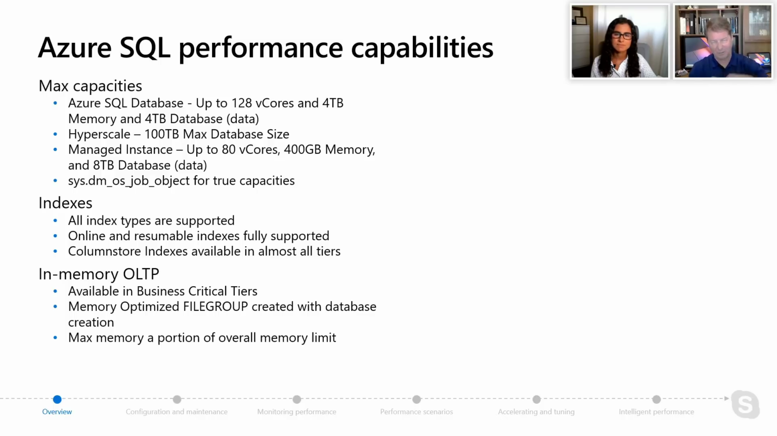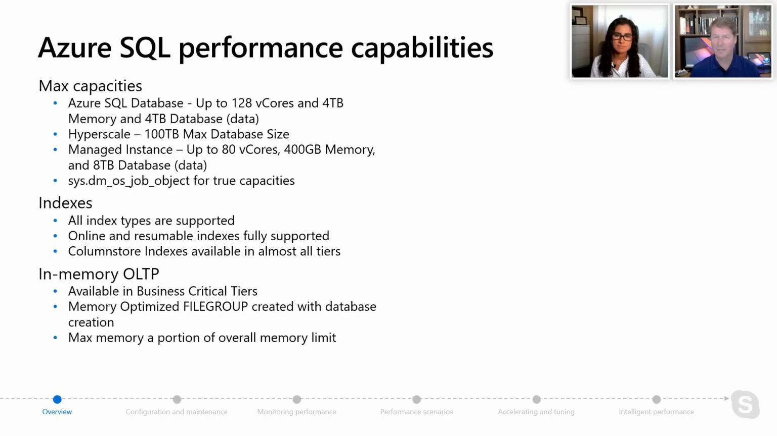Now for managed instance, because of this virtual cluster concept, the capacities are a little bit different. In some cases a little bit less, and in some cases a little bit larger for database size. We'll talk a little bit about how the database size is more for your overall storage, not just for a single database. Now indexes, hey, all the indexes you know and love are there, clustered, non-clustered. All the stuff you can do for indexing is available for Azure SQL, including online and resumable indexes, which we've enhanced over the last few releases. And then columnstore, one of the most popular indexing techniques for read scale queries, is available in almost all the different tiers we offer for Azure SQL. There are a few that it's not in, but for the most part, you get columnstore indexes just about anywhere you need them for Azure SQL.